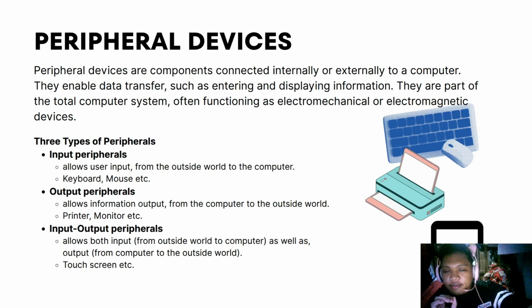So, peripheral devices are components connected internally or externally to a computer. They enable data transfer such as entering and displaying information. They are part of the total computer system, often functioning as electromechanical or electromagnetic devices. So, we have three types of peripherals. First is the input peripherals.